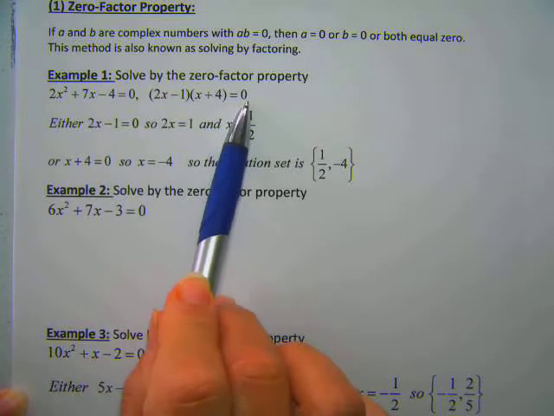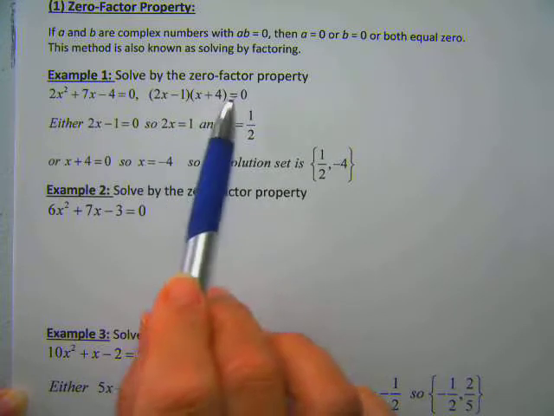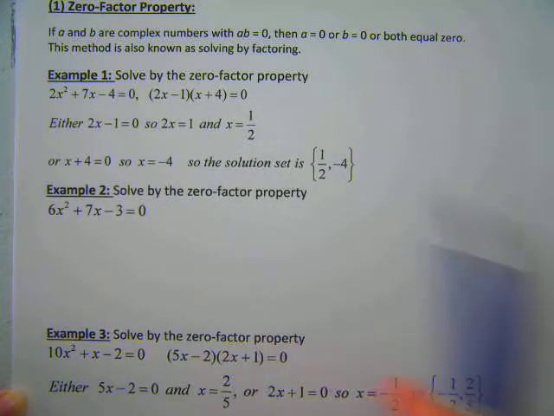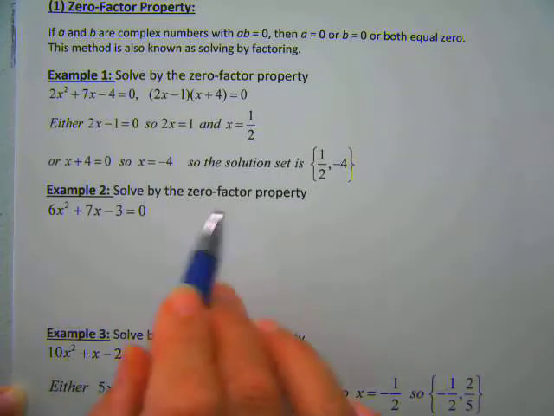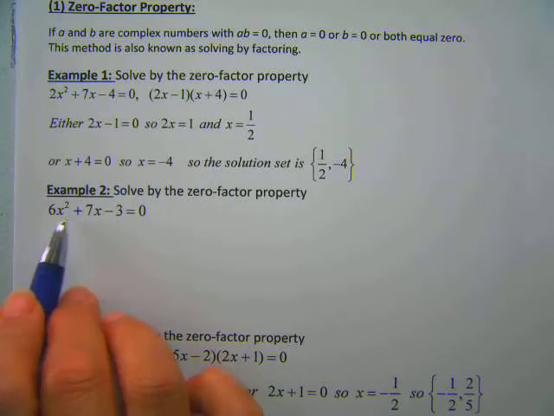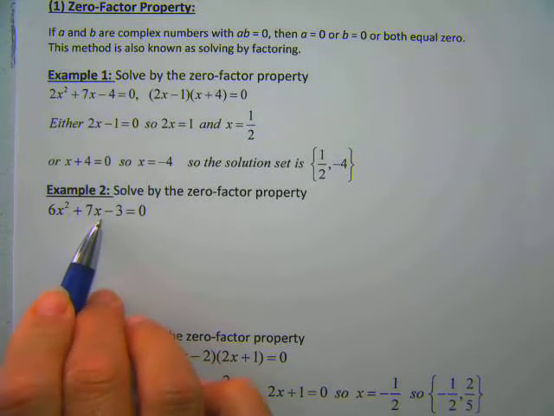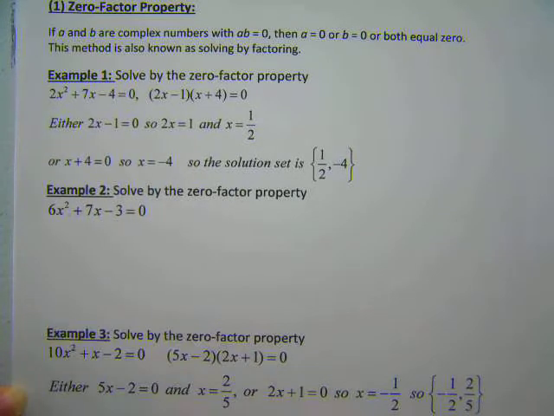Something times something is 0, so it's either the first one is 0 or the second one is 0, and you solve and you get the two solutions. So let's try example 2. 6x squared plus 7x minus 3 equal to 0.